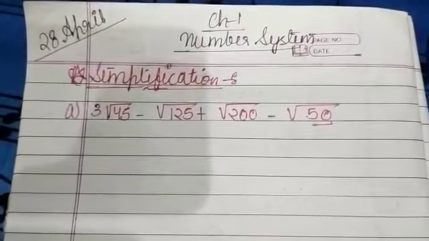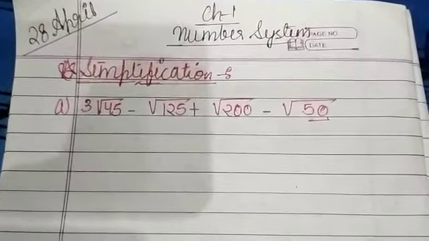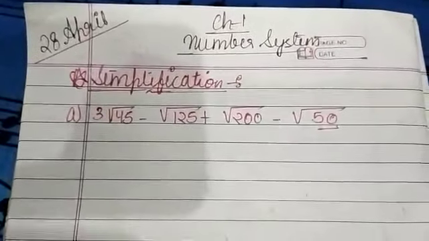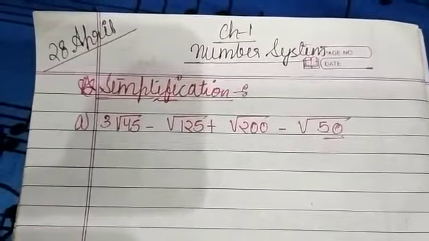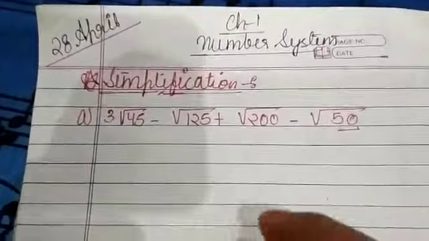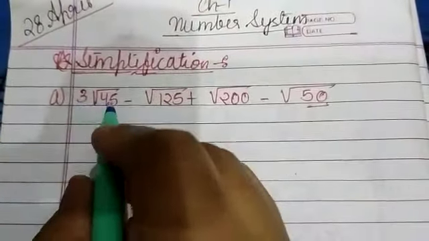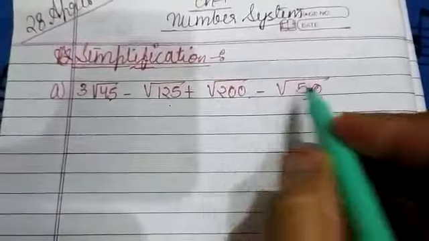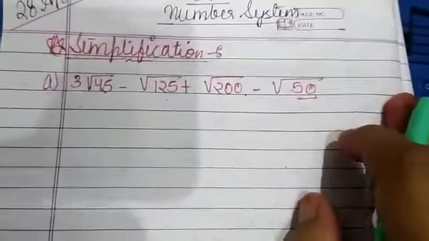As yesterday we have done rationalization, today I'll teach you simplification, means how to simplify the different irrational numbers or rational numbers. So let's just start with the first question. Our first question is 3 under root 45 minus under root 125 plus under root 200 minus under root 50.